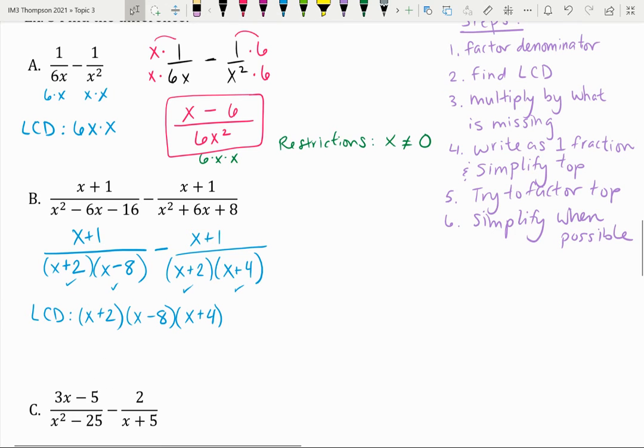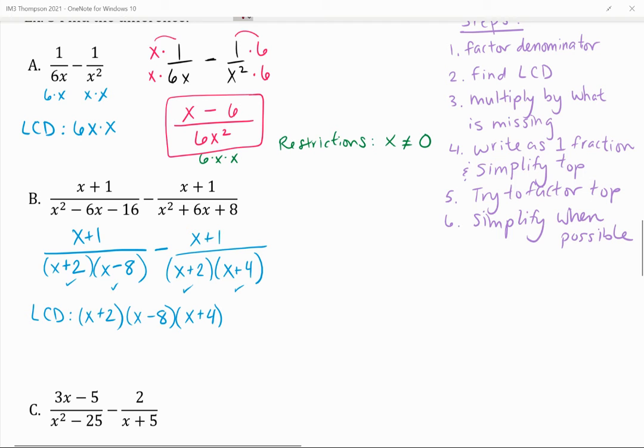So go back and check. Does this common denominator have everything from the first denominator? Yes. Everything from the second denominator? Yes. So that's step 2. Step 3, multiply by what's missing.